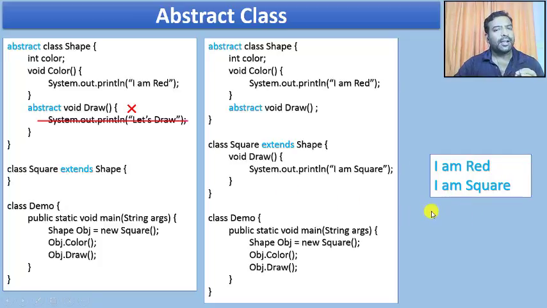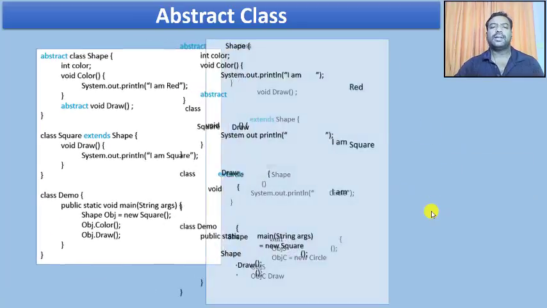Fine. So now still I am confused, what is the use of this? What is the use of this abstraction? We'll go further with the example now.